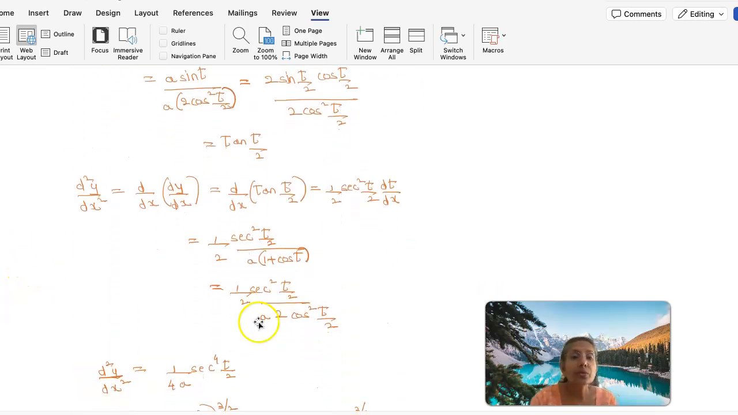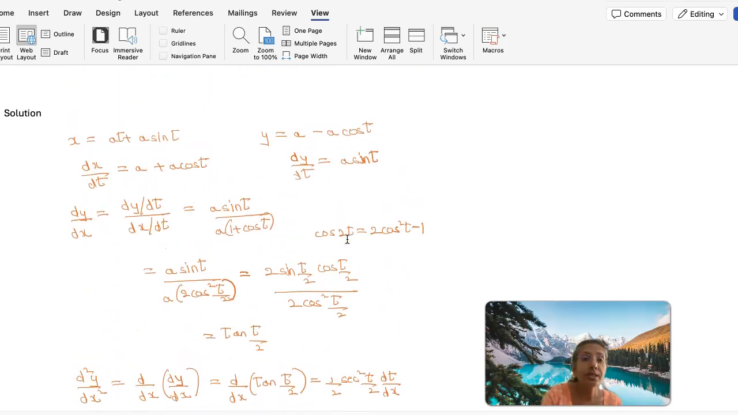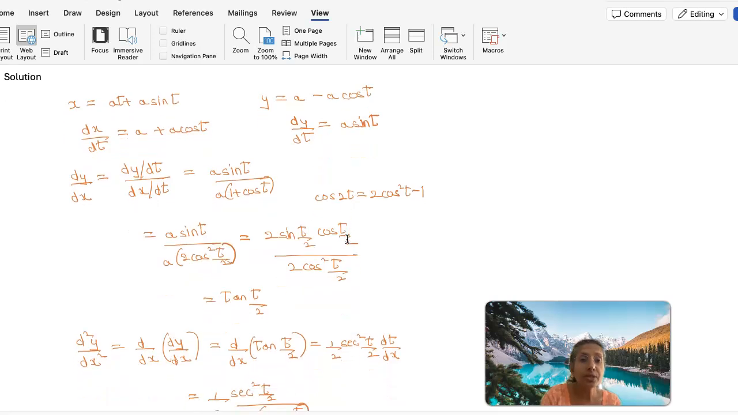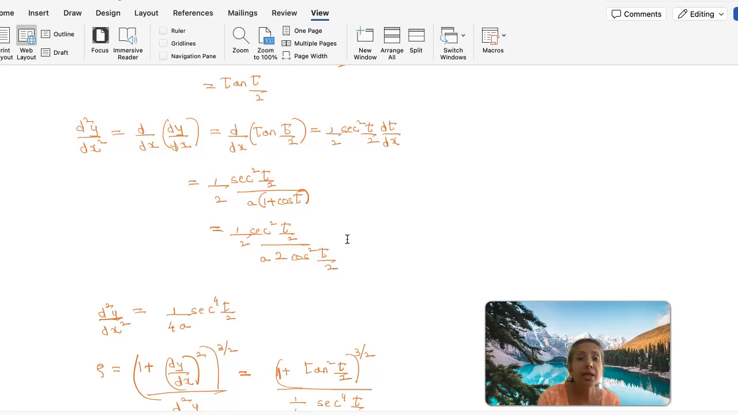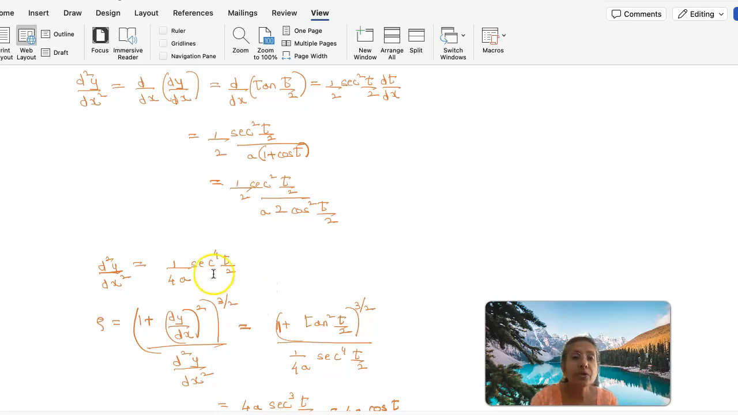Again d2y by dx squared will be d dx of dy by dx. Applying the chain rule, it will be d dx of tan t by 2, that is half secant squared t by 2 into derivative of t by 2, dt by dx. That is half secant squared t by 2. Now dx by dt is a into (1 plus cos t). So dt by dx will be 1 by a into (1 plus cos t), the reciprocal of that. And you just saw that 1 plus cos t is 2 cos squared t by 2. So d2y by dx squared, when you simplify, you get 1 by 4a secant raised to 4 t by 2, taking this cos squared on top.